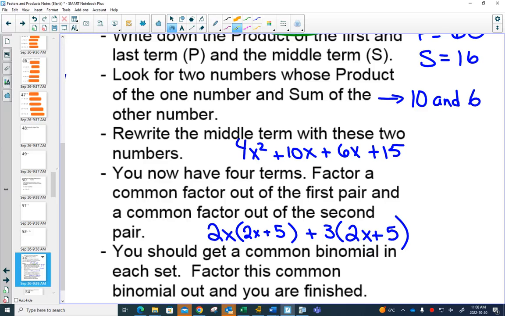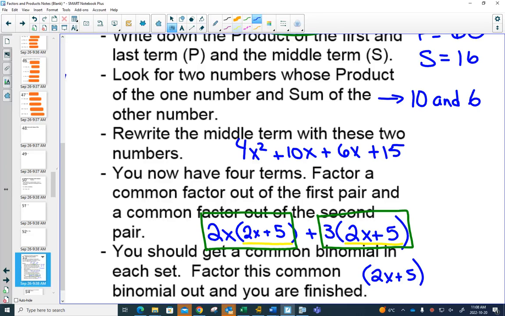And what happens with the grouping method is now, do you see that there's a 2x plus 5 and a 2x plus 5 there? So we can do a common factor again. If we think of this as one term and this as one term, and they both have a 2x plus 5, you could pull a 2x plus 5 out.